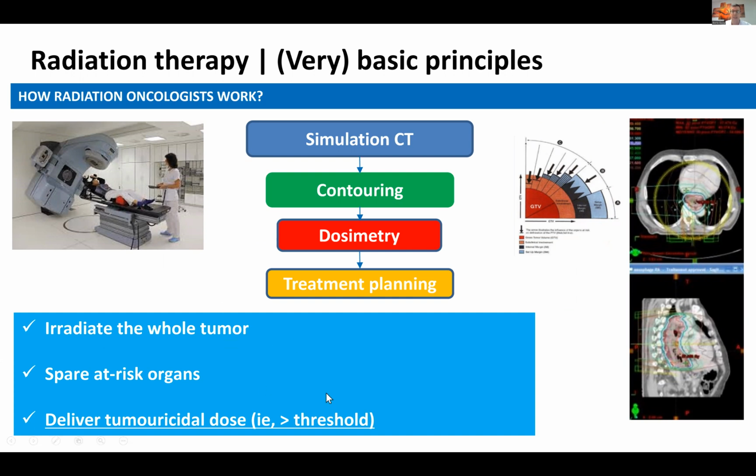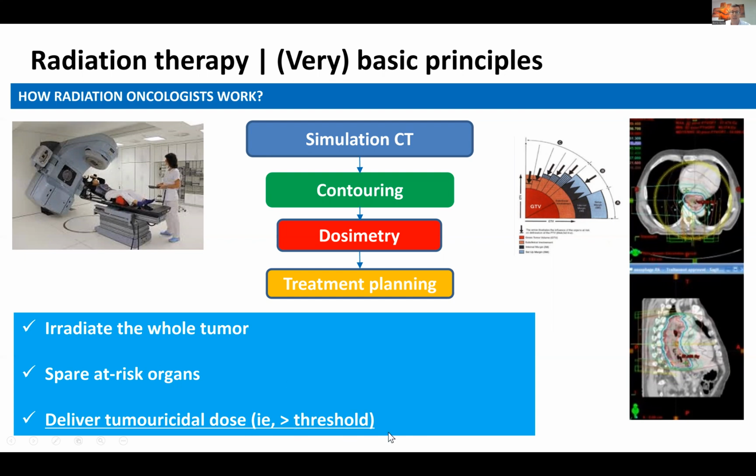And in these trials of Y90, the problem is that many, many patients received Y90 in their whole liver, meaning that we also delivered radiation to the normal parenchyma, with toxicities.